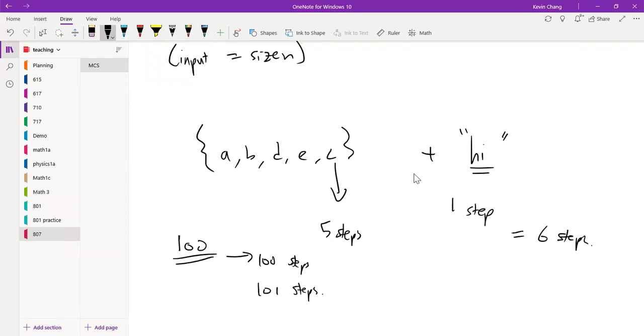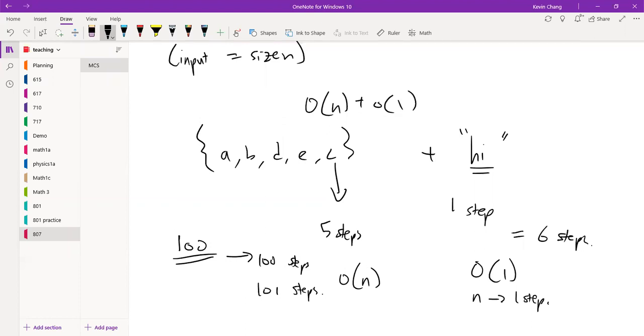So in this case, adding this 1 step has a time complexity of O of 1. That's because no matter how many elements we had in our input, if we had N elements, it would still take only 1 step to execute the hi right here. In this case, this part we know is O of N from earlier. If we have N elements, it will take N steps. But then for this entire scenario, what is our time complexity? Well, our time complexity should be O of N plus O of 1. And what is that going to be?